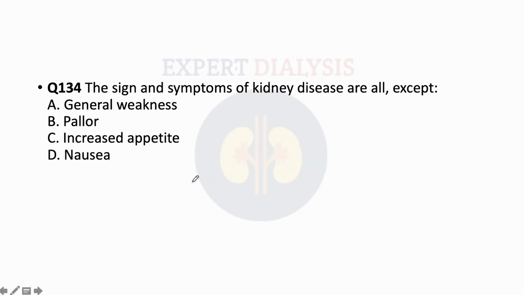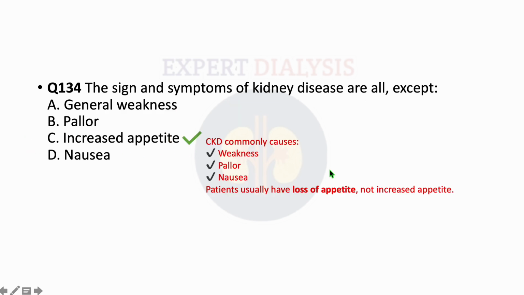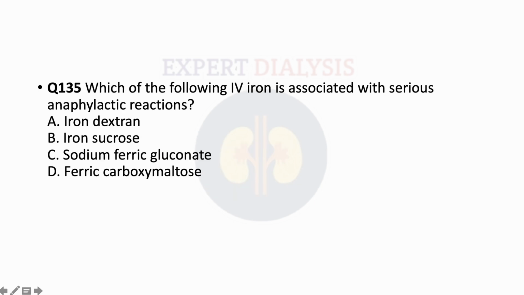Moving to the next question. Here it says the signs and symptoms of kidney disease are all except. Option A is general weakness, option B is pallor, option C is increased appetite, option D is nausea. Increased appetite is not a symptom or a feature of kidney disease, so this one is the odd one out. CKD commonly causes weakness, pallor, nausea, and usually loss of appetite. So increased appetite is the wrong option.